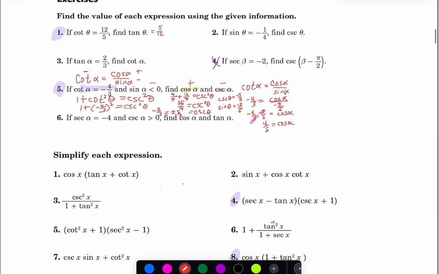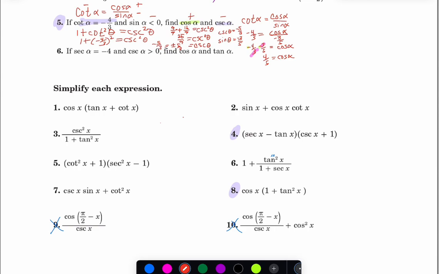Now I would like to do two of them at the bottom. I would like to do with you number 4 and number 8. Remember, at the bottom, skip 9 and 10. We're going to do 4 and 8 together.